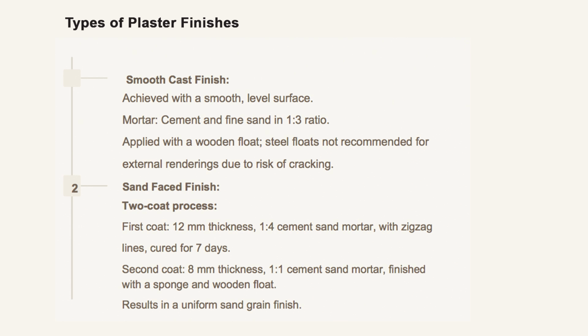Next, there is a sand face finish. Achieved over 2 coats, the first layer is a 12 mm thick mix of 1:4 cement to sand ratio, marked with zigzag lines. After curing for a week, the second 8 mm coat uses a finer 1:1 mix, perfectly screeded. The surface is then finished by rubbing clean, uniform sand into the final coat using a wooden float, ensuring consistent grain density.